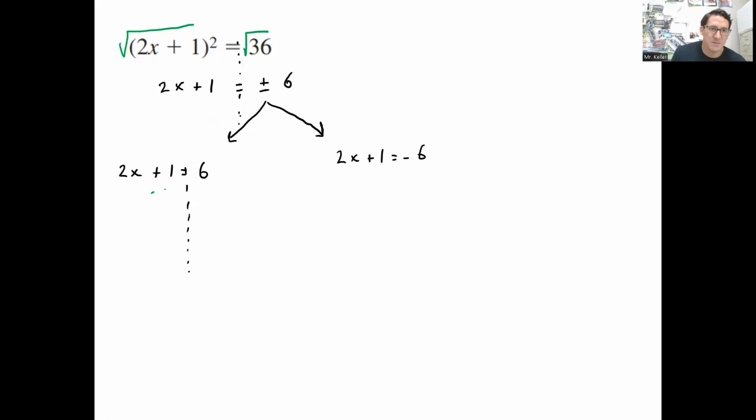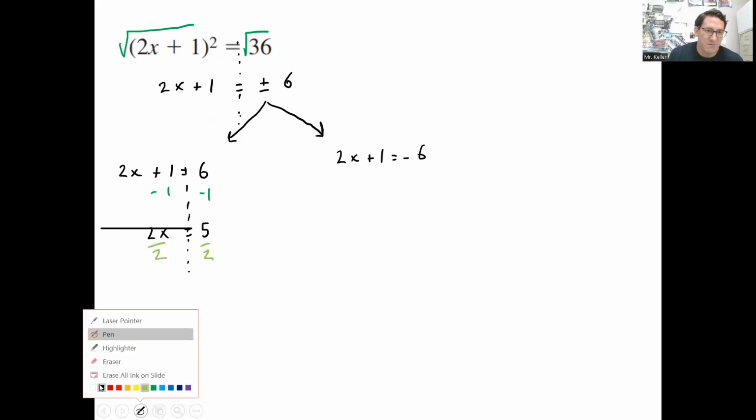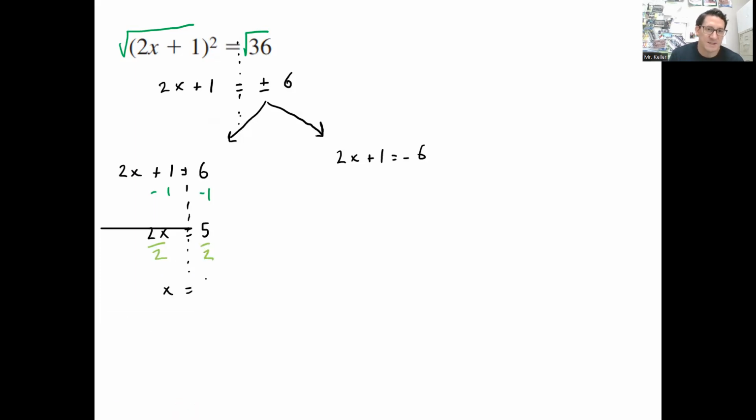So from here, it's going to be minus 1. So I get 2x is equal to 6 minus 1, which is 5. And then I'm going to divide both sides by 2. 5 over 2 does not reduce. So I'm left with x is equal to 5 halves. That's good enough there.